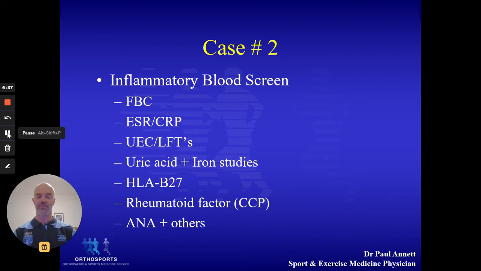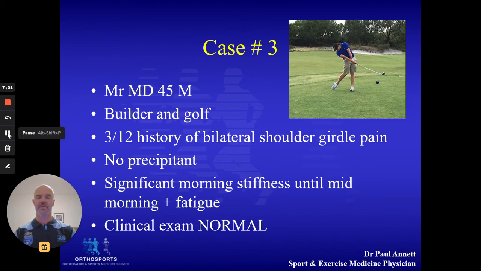It's important to perform a rheumatoid factor and also to look for the potential for genetic causes of his symptoms, and in seronegative arthropathy, HLA-B27 may be positive. In addition, consideration must be made for performing an ANA and other more specialised inflammatory blood tests.